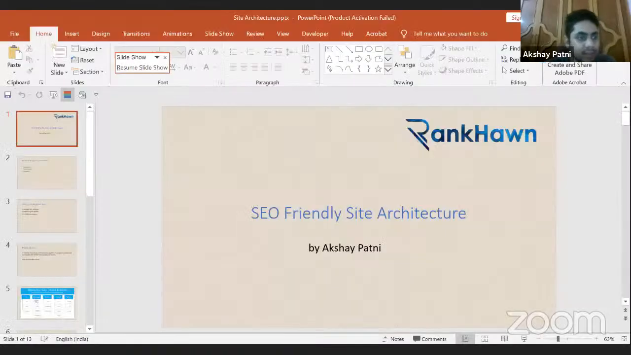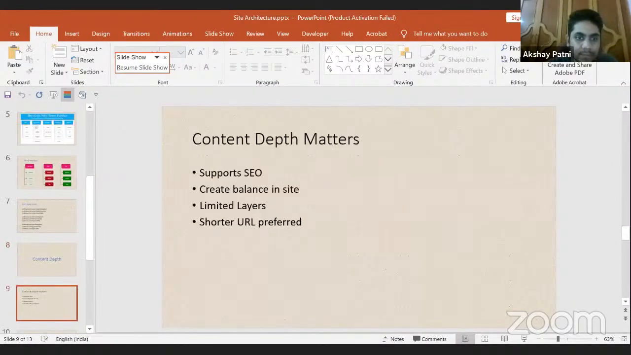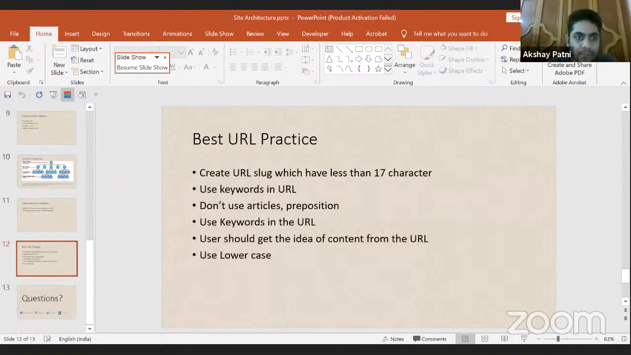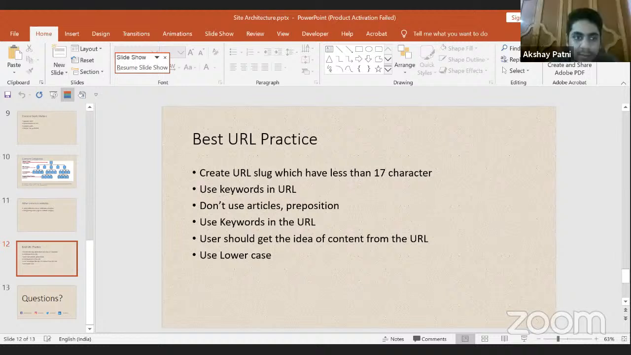So I think the next thing I am going to tell is best URL practice. How should you create the URLs? You should have less than 17 characters in your URL, right? And use keywords in the URL, because if somebody is pasting your URL somewhere else, it might act as a backlink. Means somebody is clicking upon it, then those keywords act as a backlink.